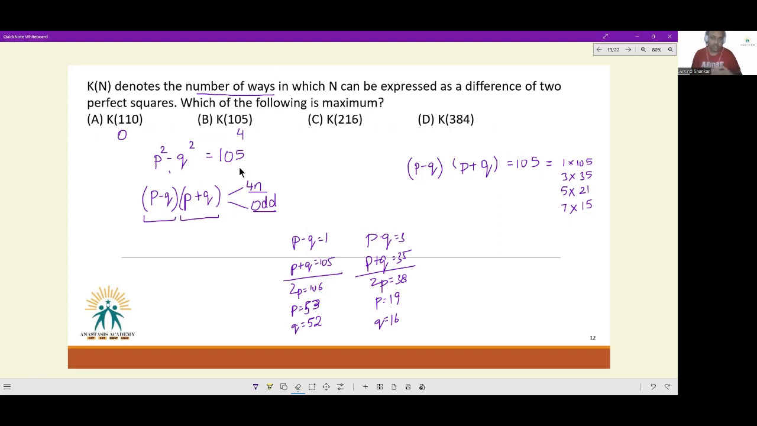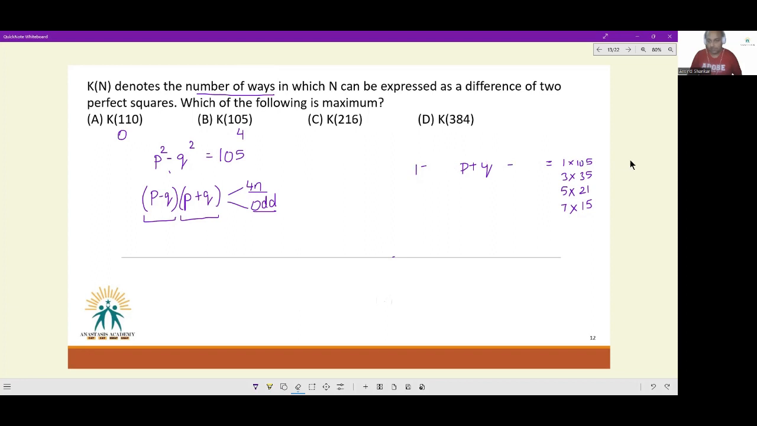These are the end result insights that you take away. But here, when we are doing it for the first time, hopefully we are doing it in a manner that we understand these small little nuances. For 105, we have done our work. Now, let us do the work for 216.